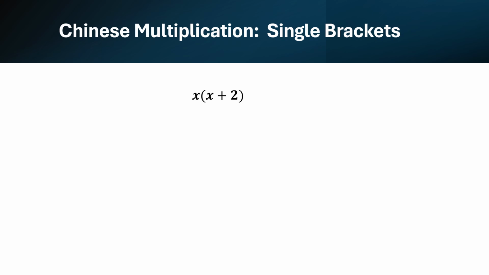In this video, I'm going to show you how to multiply algebraic terms using the Chinese method, also called the stick multiplication. I like this method because it represents a visual way of multiplication. To begin, say we want to expand this single bracket, x open bracket x plus 2.